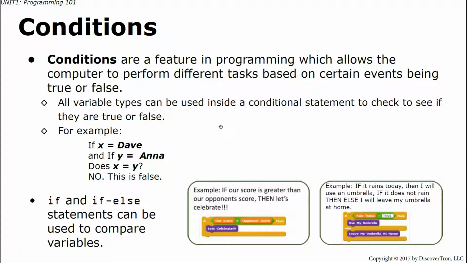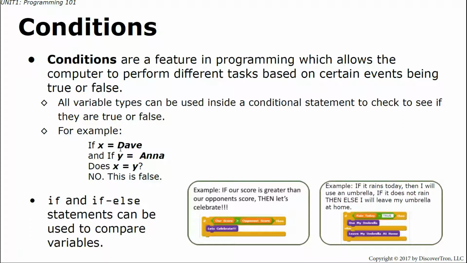Conditions are a feature in programming which allows the computer to perform a different task based upon certain events being true or false. Okay, so all variable types can be used as a condition statement to check to see if they're true or false. For example, down here in this little piece of code, we say if X is equal to Dave and if Y is equal to Anna, then we ask, does X equal Y?